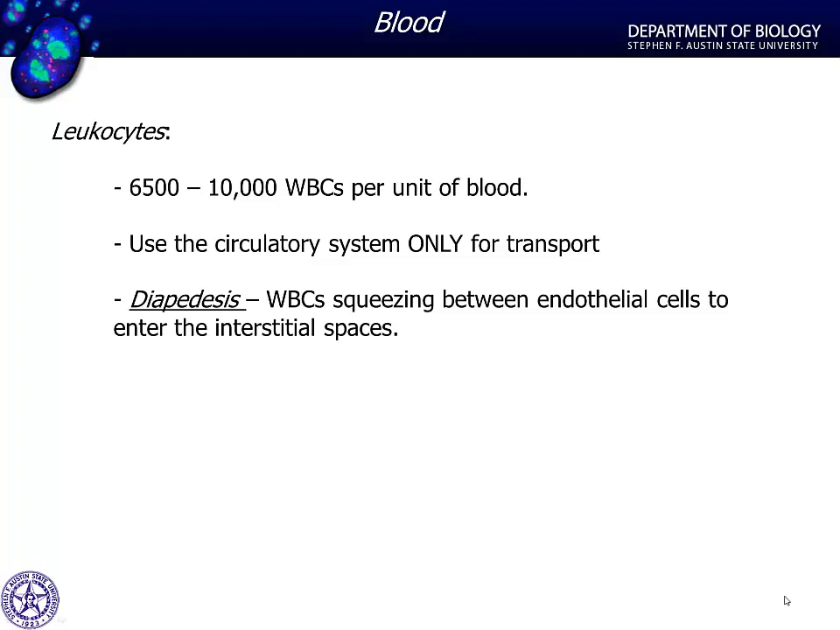Now we turn our attention to the white blood cells, or the leukocytes. There will be many fewer leukocytes in a volume of blood than there were red blood cells, in the order of maybe 5,000 to 10,000 white blood cells per unit of blood. And really, for the white blood cells, the circulatory system is only a highway system with which leukocytes move from place to place. Now, leukocytes, unlike red blood cells, can leave the circulatory system.